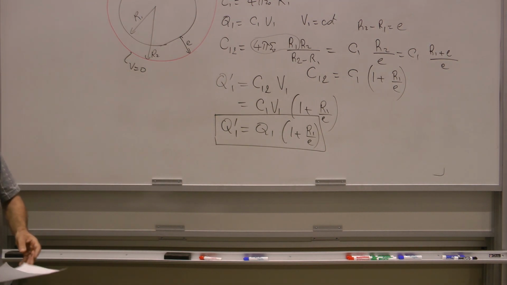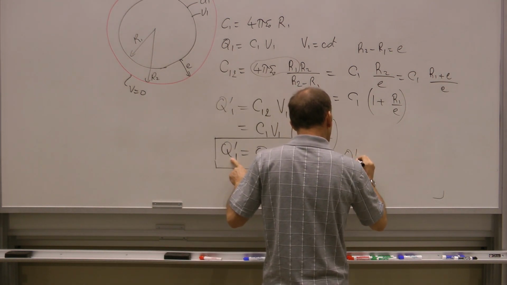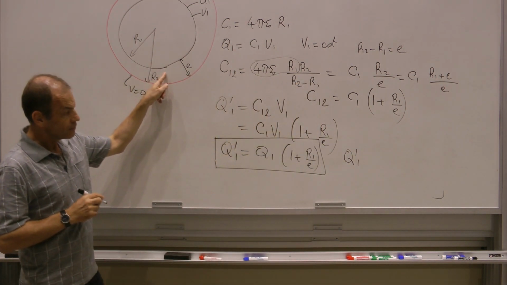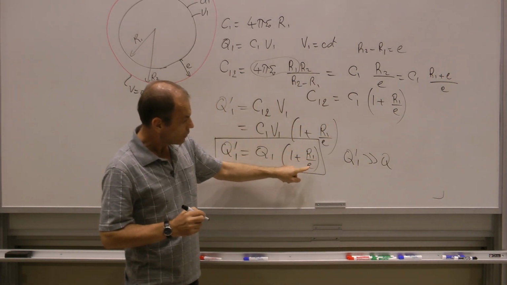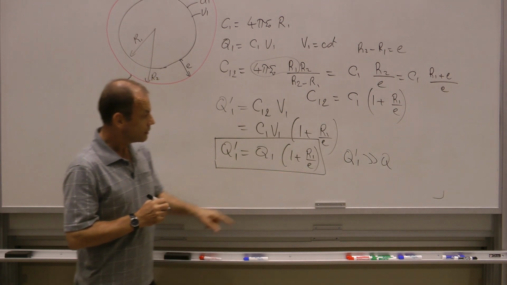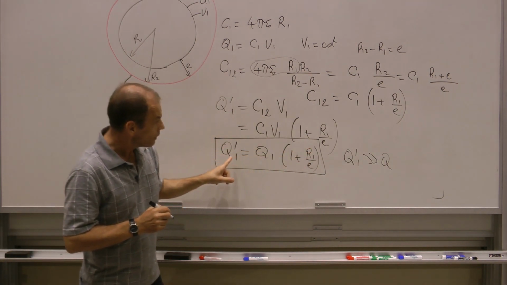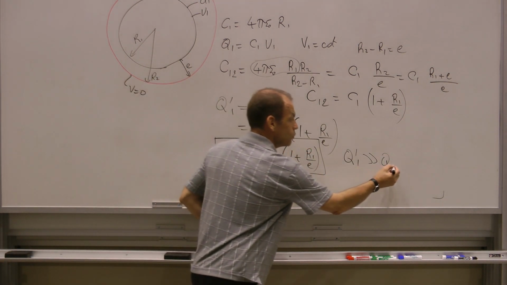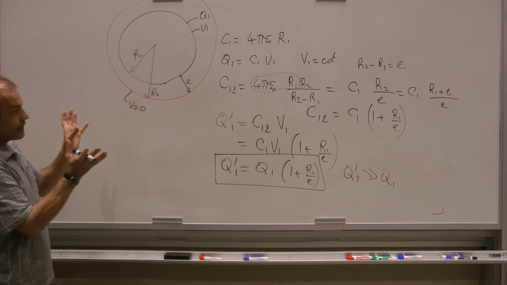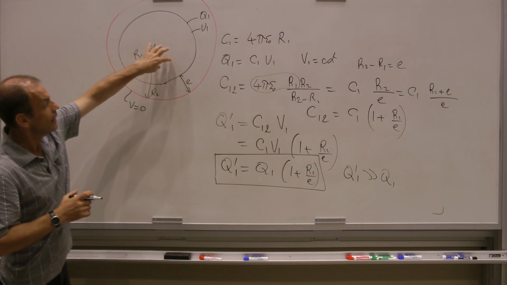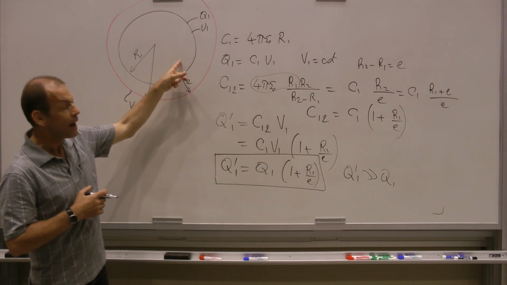What is that telling us? Well, this is telling us that I can make Q prime 1, the new charge held by now the true capacitor, vastly larger than Q1, because I can make R1 over E much, much greater than 1. By making, for example, this spacing very, very small. That's going to make this number very large, therefore Q prime 1 would be much larger than Q1. So just by bringing another sphere surrounding the inner sphere, I am capable of increasing the amount of charge held by this.